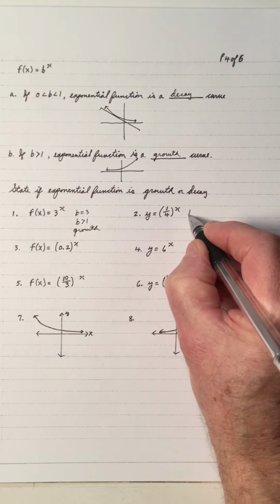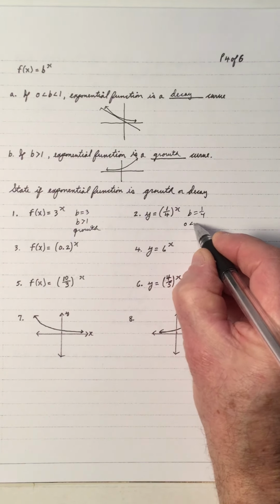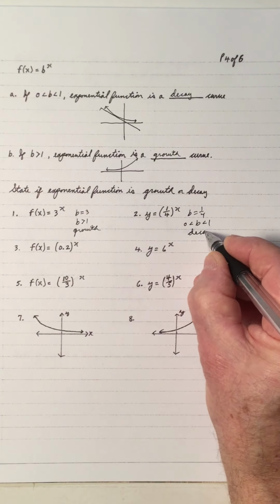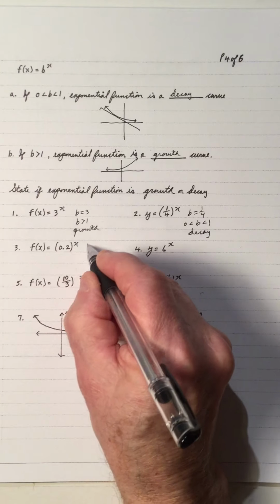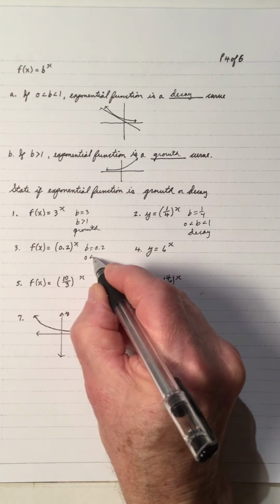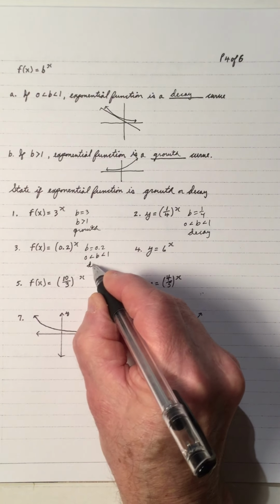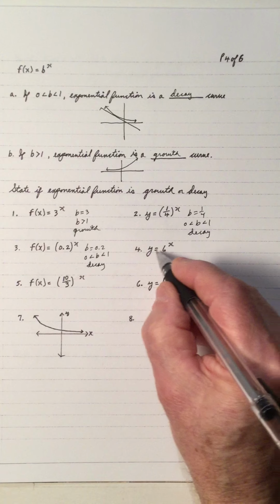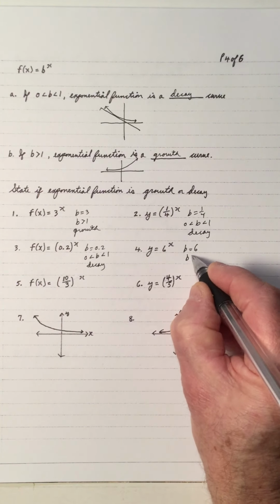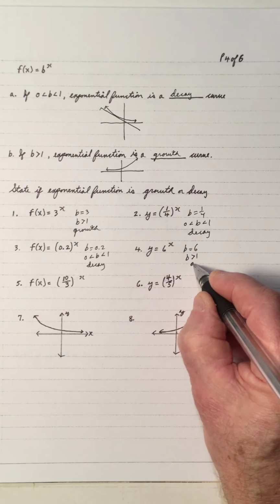Number 2, the base is 1/4. 1/4 lies between 0 and 1, so it's a decay curve. The base is 0.2. 0.2 lies between 0 and 1, so it's a decay curve. Number 4, the base is 6. 6 is greater than 1. The base is greater than 1, so it's a growth curve.